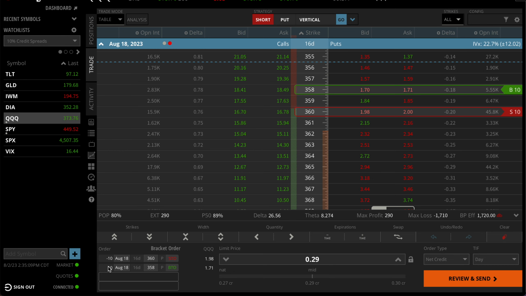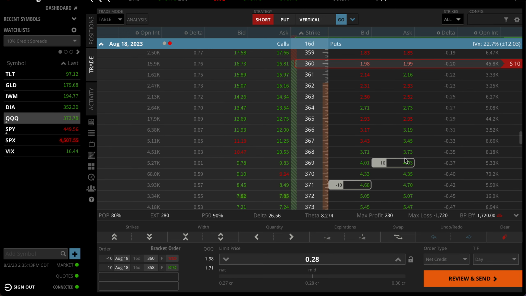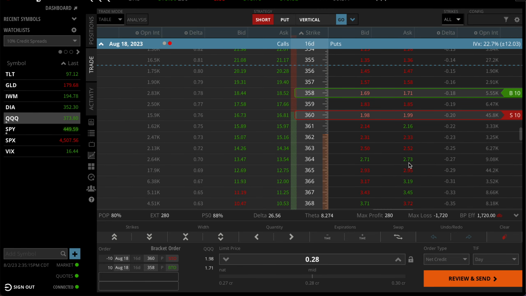I'm going to stick around 10 spreads for this one, just because I'm already in this position with 10 other spreads. I want to make sure that my mid price I get at least 28. That's the goal here, to stick around 28. Let's see if I can get filled at that level. I want to get filled at 28, 10 spreads. All this stuff is good.